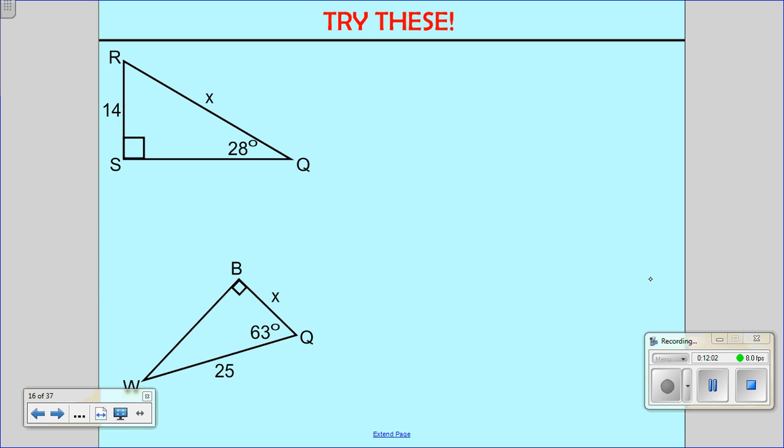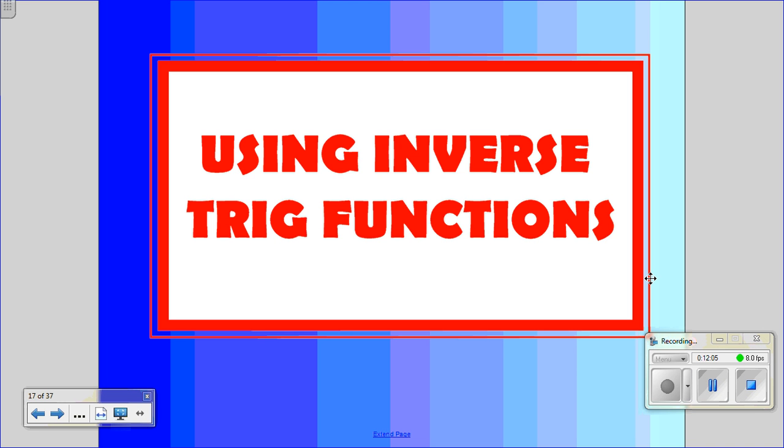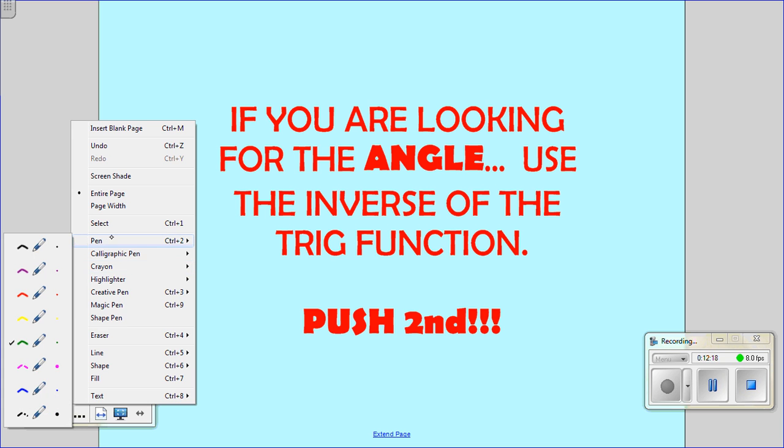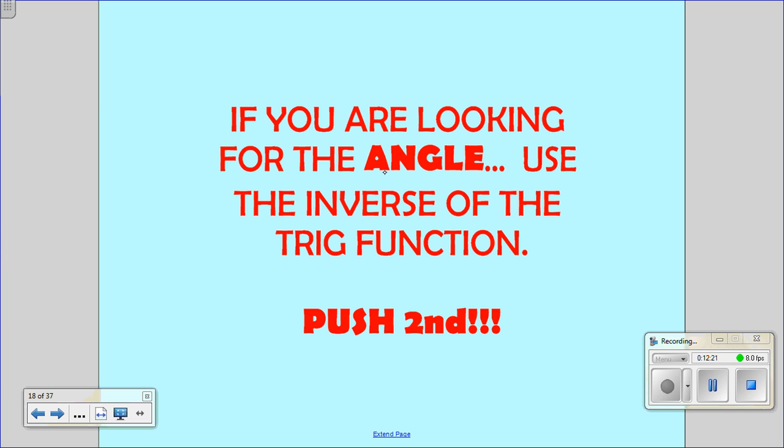So far we've found missing angles. Now you're going to be introduced to inverse trigonometry. If you're looking for the angle, you're going to use the inverse trig function. On our TI-84, that means push second before typing the trig function. And I'll demonstrate that in just 1 second. But again, when you're looking for the angle, use inverse trig.